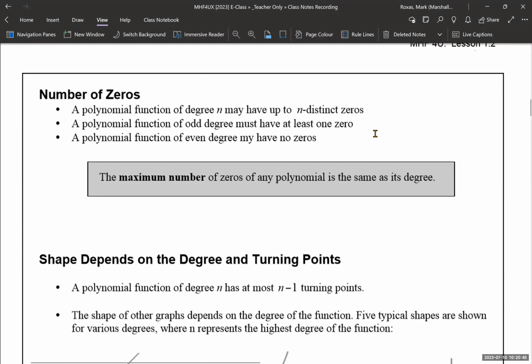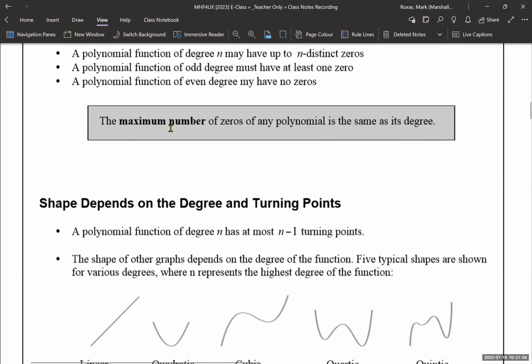All right, so why is that? An odd degree function is always going to pass through the x-axis, right? It has to cross. So you're going to have to encounter at least 1 zero. And a polynomial function of even degree may not have any zeros because the turning point could be above or below the x-axis, and it may never ever cross. Okay, the maximum number of zeros of any polynomial is the same as its degree.